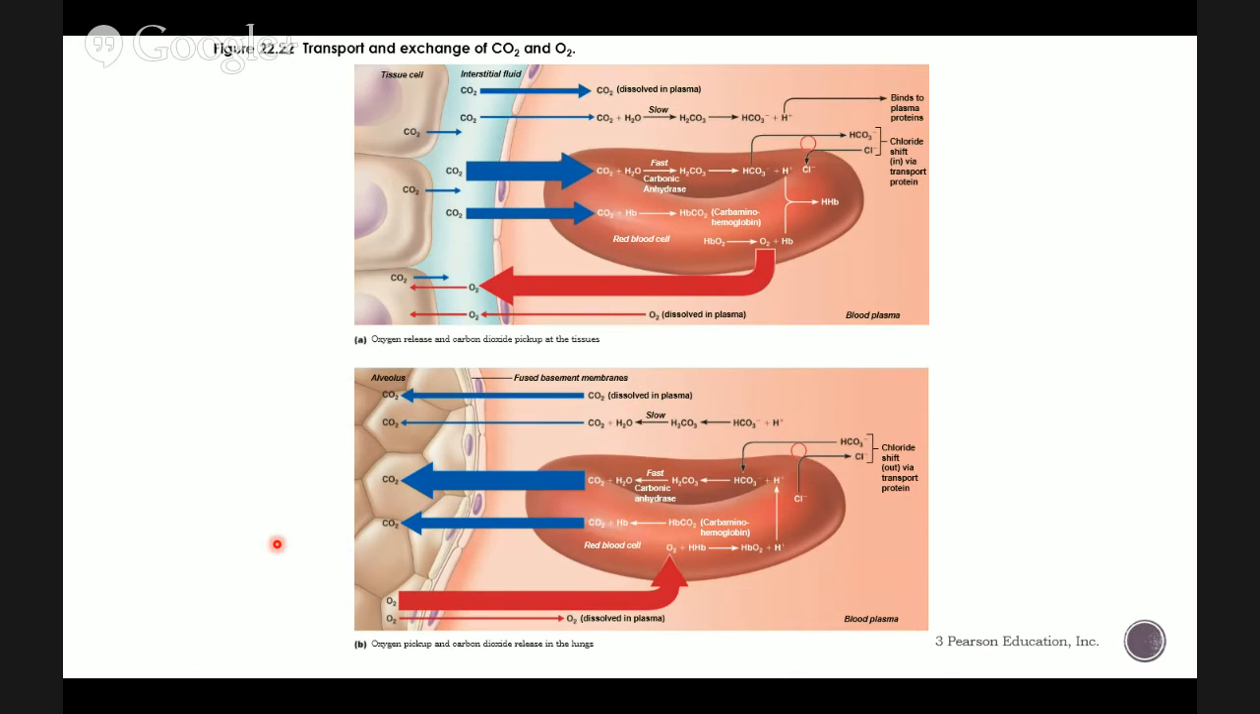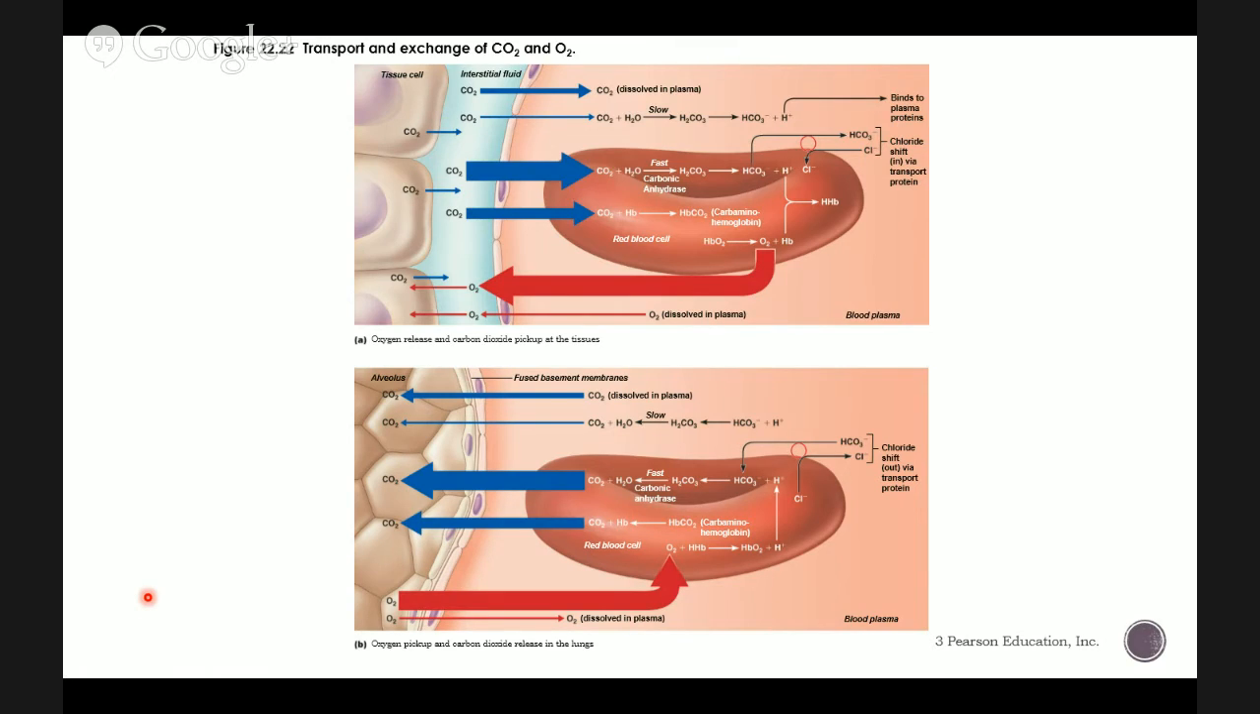I think this picture just confuses people more than it helps. But what they're trying to show you here is how oxygen and carbon dioxide are carried on the red blood cell. So through primarily hemoglobin for oxygen, but for carbon dioxide, a little bit different. If you look under letter B, #1, 20% is carried on hemoglobin, 7 to 10% is dissolved in the plasma, and then the rest is carried through bicarbonate as part of the buffer system. So that's what they're trying to show you there.